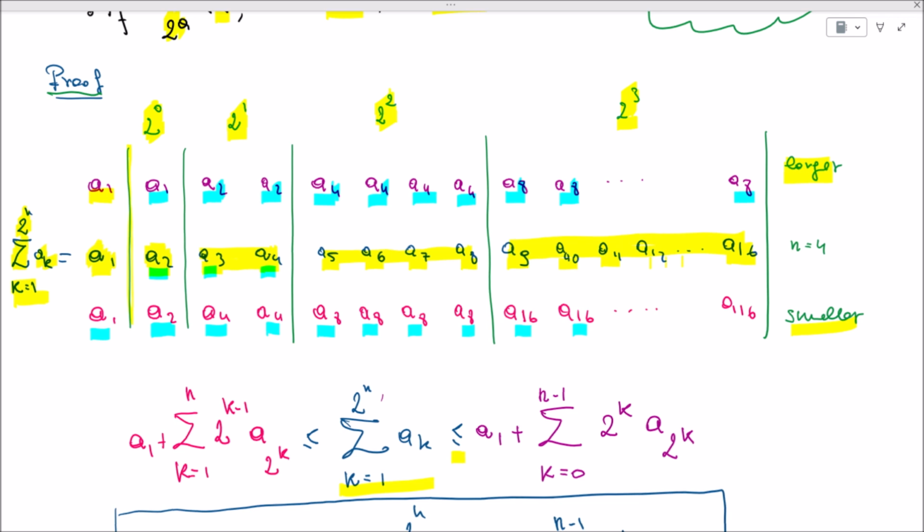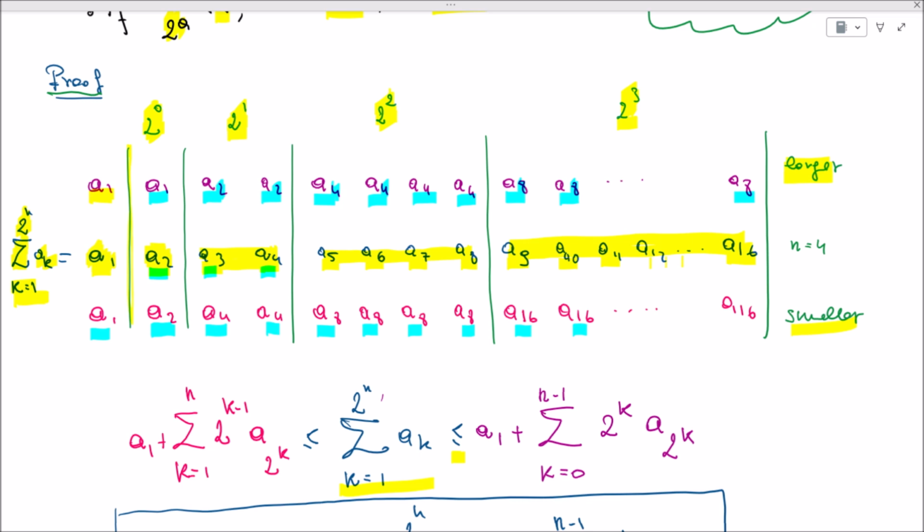So I will be considering now basically this, the larger sequence. Well, this larger sequence can be expressed as a1. So this is a1, the first element. We'll keep this as it is.